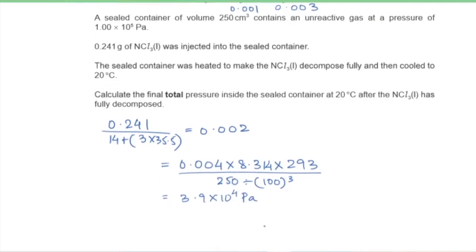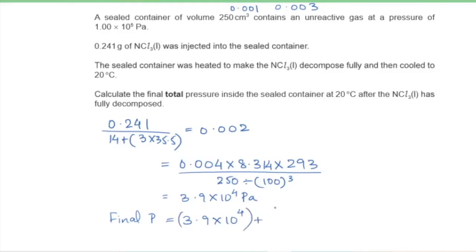Now they're asking us to calculate the final total pressure, that is going to be the sum of the increase in pressure and the initial pressure. So the final total pressure is equal to 3.9 times 10 to the power 4 plus the initial pressure before NCl3 had decomposed into nitrogen and chlorine gas, and that is 10 to the power 5. This is equal to 1.39 times 10 to the power of 5 pascals.